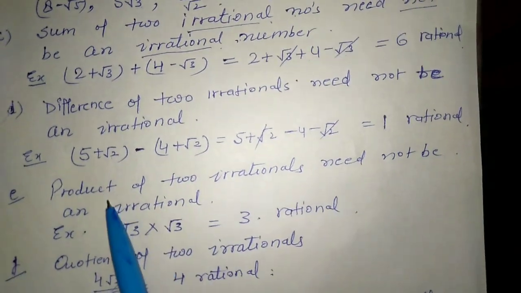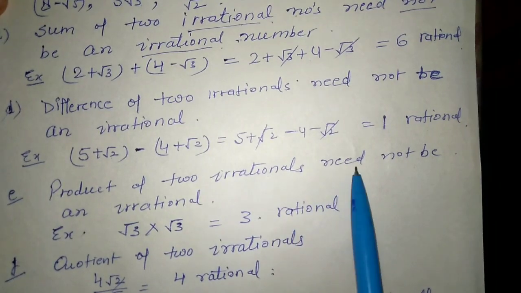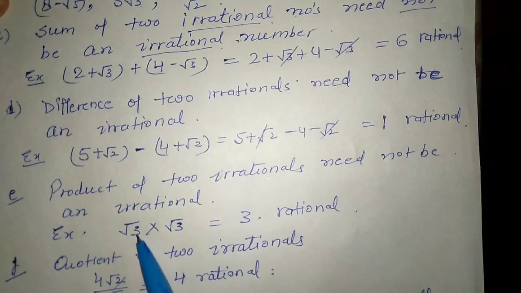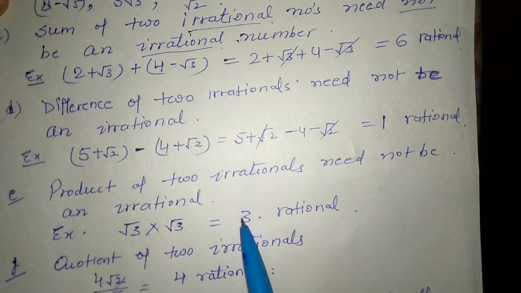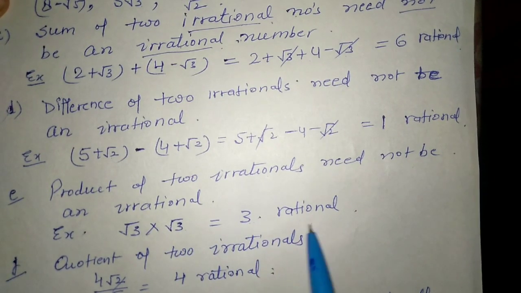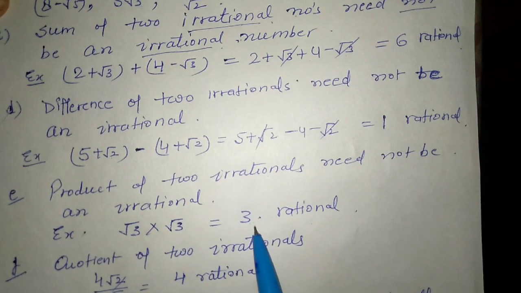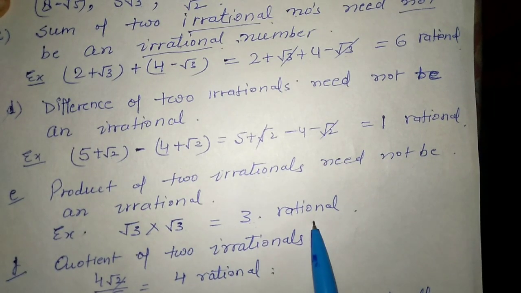Similarly, the product of two irrationals need not be irrational. Just like root 3 and root 3, when the same roots are multiplied, we have a number without root. This is 3. If you multiply root 4 by root 4, you will get 4. That is again a rational number.